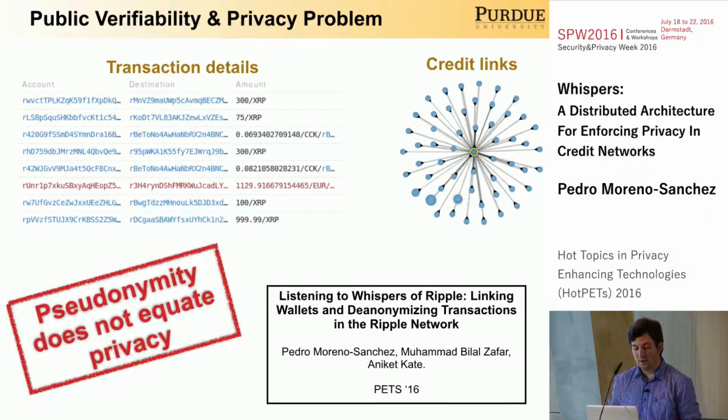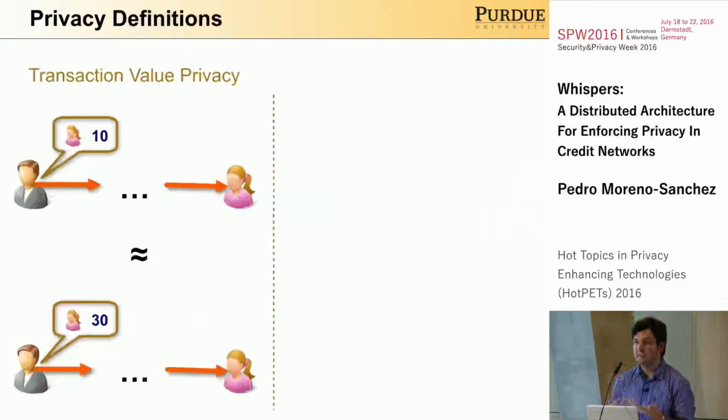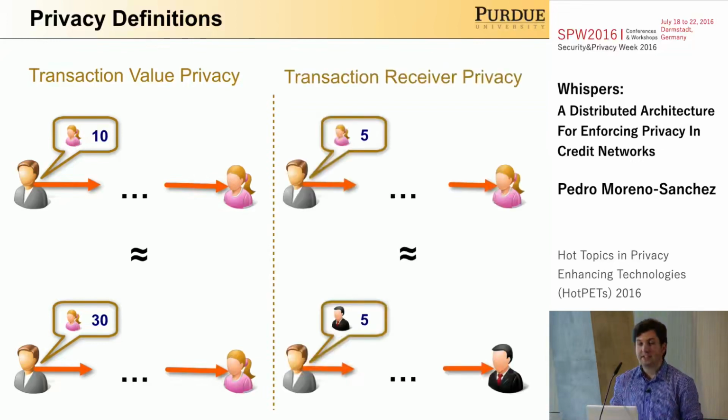But before I show you how we proceed, let me show you which privacy definitions we are after. The first one is transaction value privacy. We say that a credit network achieves value privacy if the attacker cannot determine the actual value that is transacted, given a fixed sender and a fixed receiver. The other notion that we are after is transaction receiver privacy. The idea is that the attacker should not be able to determine the actual receiver of the transaction, given a fixed sender and a fixed transaction amount. And as you can imagine, transaction sender privacy can be defined in a symmetric manner to receiver privacy.